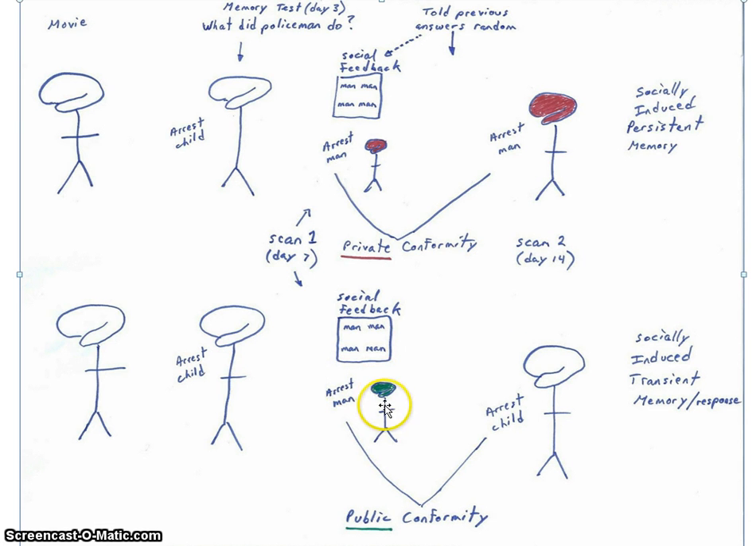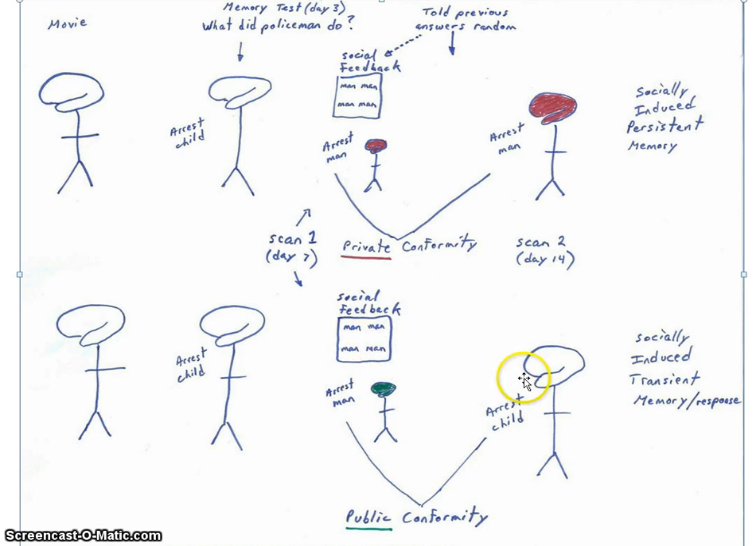Now there are two possible outcomes that they were interested in. Let's take the bottom one first. Let's suppose the subject watches the movie and gets the correct answer three days later: the policeman arrested a child. But then they get the social feedback, four other individuals saying a different answer, that the police arrested a man. Some individuals might go ahead and go with the crowd.